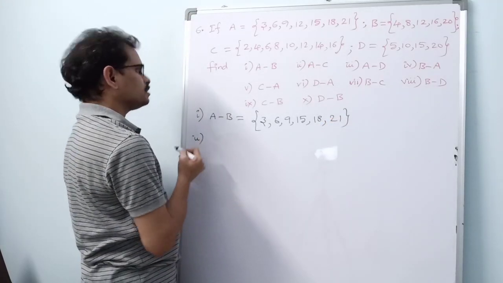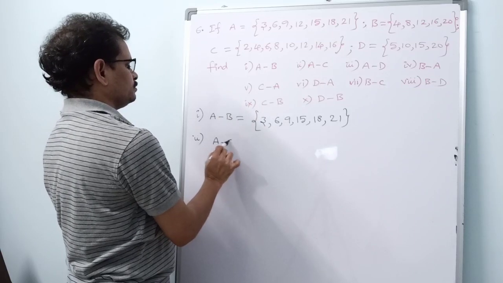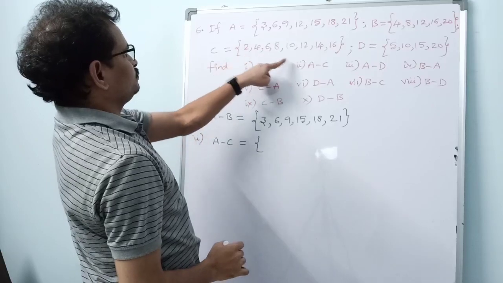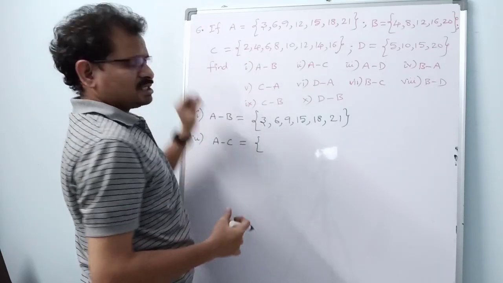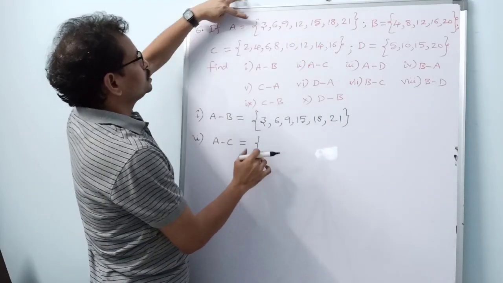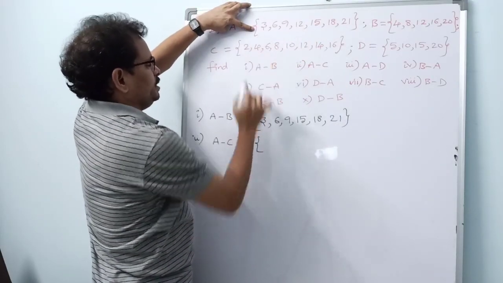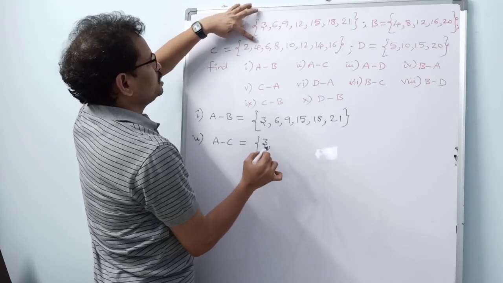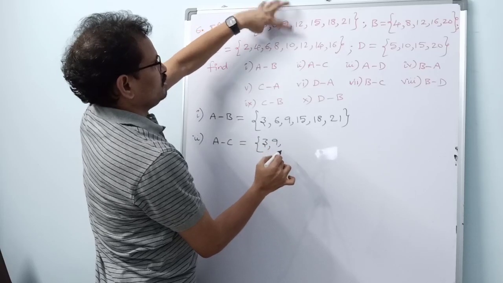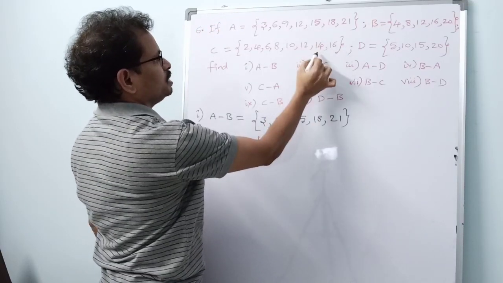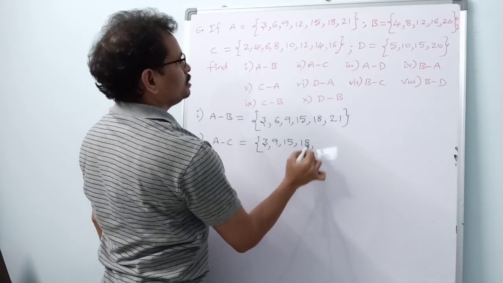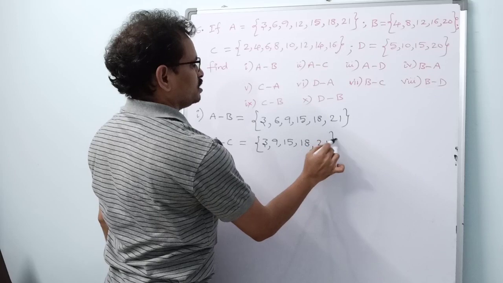Next, A minus C. Similarly, it is clear now. If these elements are there, you can remove them. Very fast we can do. 3 is not there here. Write down 3. 6 is there here, so don't write 6. 9 is not there. Write down 9. 12 is there. Don't write 12. 15 is not there. Write down 15. 18 is not there. Write down 18. 21 is not there. Write down 21. Simple.